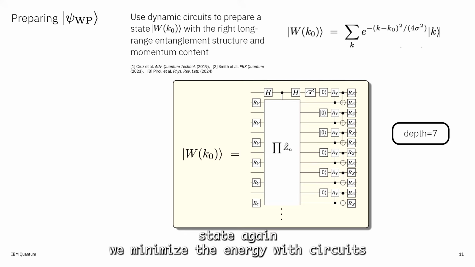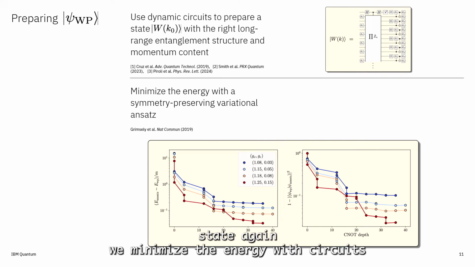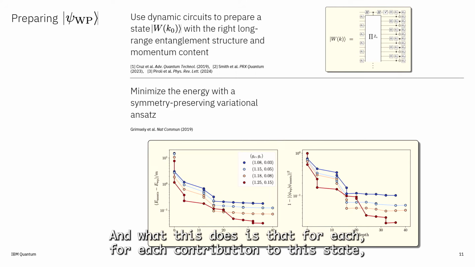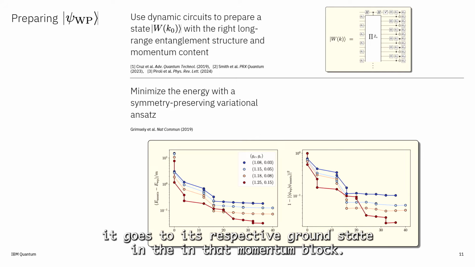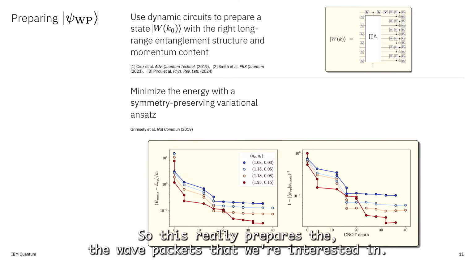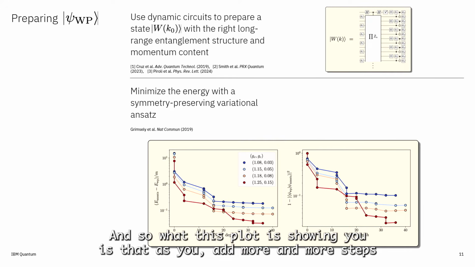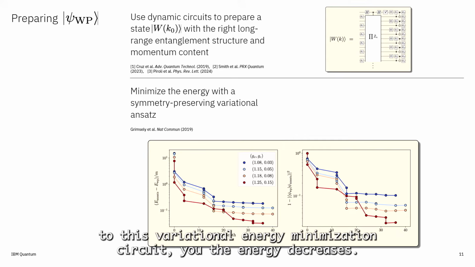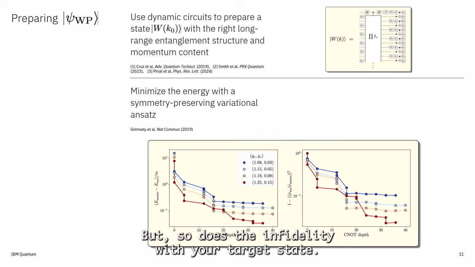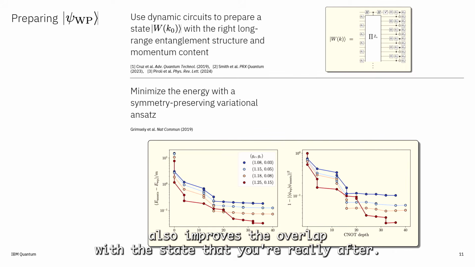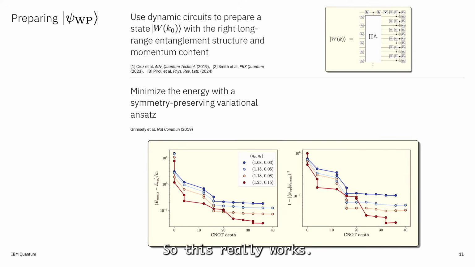So once we have this W of k state, again, we minimize the energy with circuits that do not change the momentum content of your state. And what this does is that each contribution to this W of k state goes to its respective ground state in that momentum block. So this really prepares the wave packets that we're interested in. And so what this plot is showing you is that as you add more and more steps to this variational energy minimization circuit, the energy decreases, but so does the infidelity with your target state. So this is just saying that the energy minimization technique also improves the overlap with the state that you're really after. So this really works.